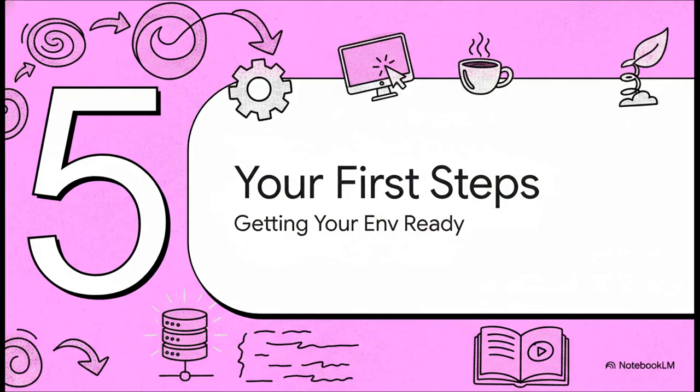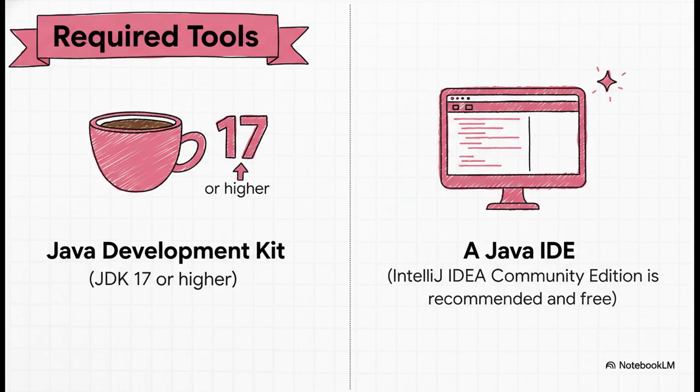All right, enough theory, let's get practical. What do you actually need to do to get your computer ready for this course? Let's walk through the first steps. You really only need two things. First, you'll need the Java Development Kit, or JDK. And listen up, this is important. You need version 17 or higher. That's a key requirement now.